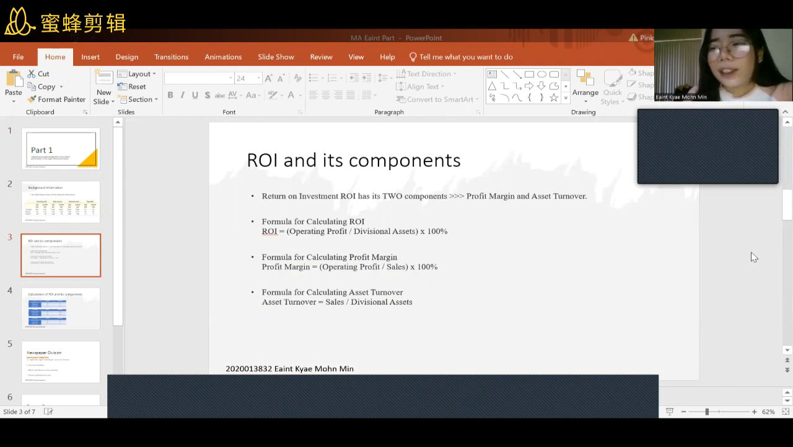So for the first step, we have to know the formulas for the ROI and the components. These two components are profit margin and asset turnover. This is the formula for calculating ROI: operating profit divided by the divisional assets times 100%. The formula for the profit margin is operating profit divided by sales times 100%. And finally, the formula for the asset turnover is sales divided by the divisional assets.